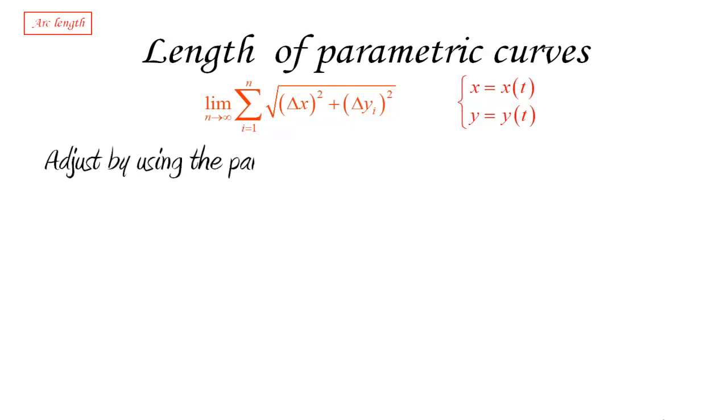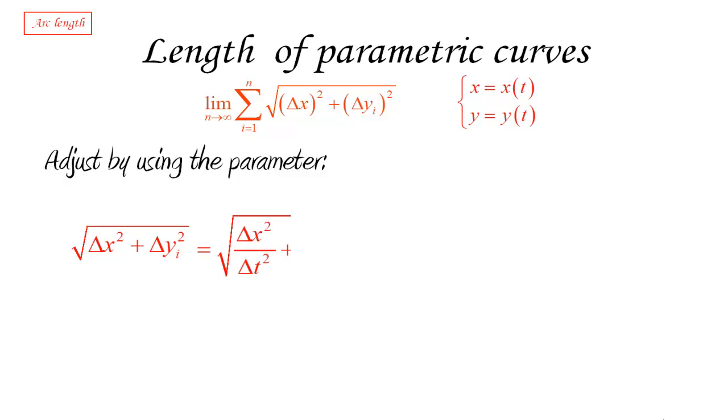Alright, so what we're going to do is adjust the formula that you see in front of you, not the integral formula yet, but the one you see in front of you, by using the parameter. I'm going to say the square root of delta x squared plus delta y squared is equal to this expression. I've skipped a step here, but what I've done is multiply and divide each of the two terms under the root by delta t squared, and then taken the common delta t squared out.